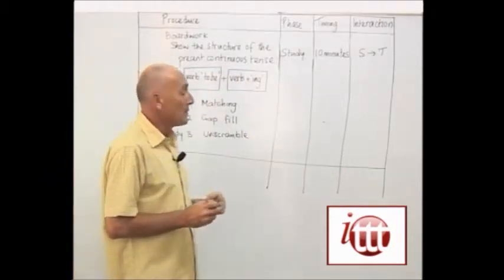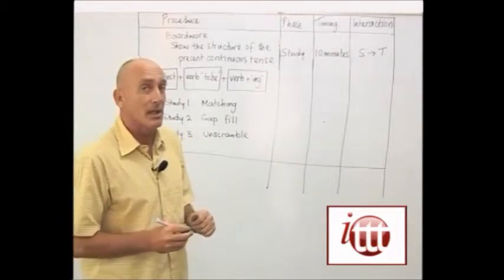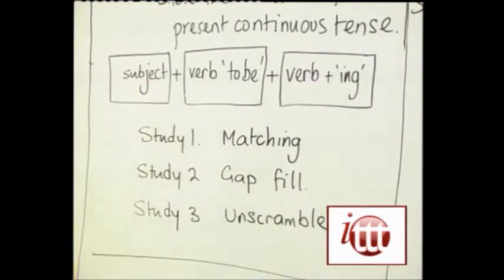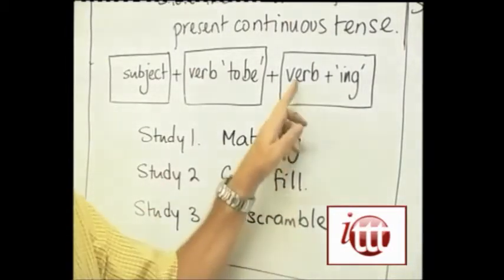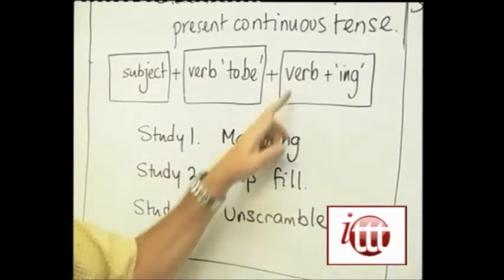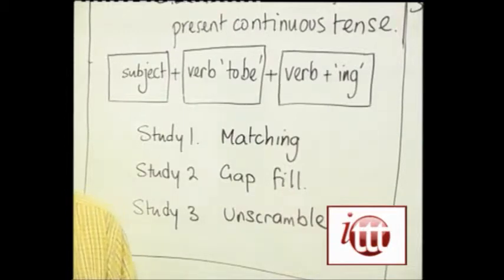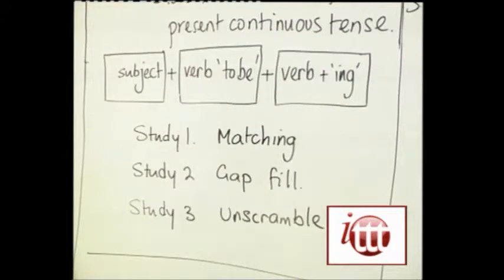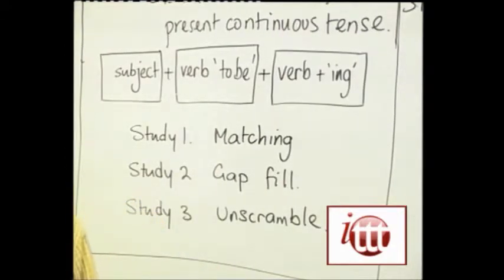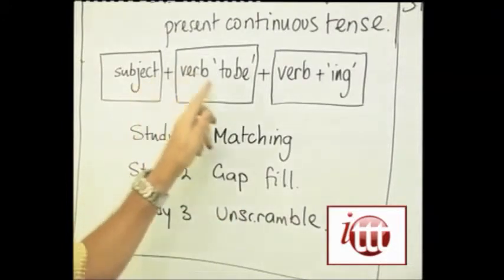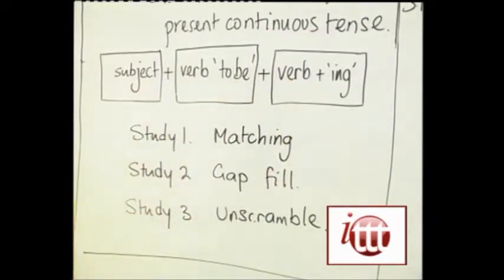So their first one is going to be a fairly straightforward matching activity, where perhaps they match the subject to its correct verb to be in that part of the sentence. The second one is going to be a gap fill. For example, I might use this verb here and ask them to complete a sentence using that verb so that I can check that any spelling changes that take place are correct. And the final one is going to be an unscramble, where each of the sentences themselves are put into the wrong order and they have to recreate the correct order following this particular structure.